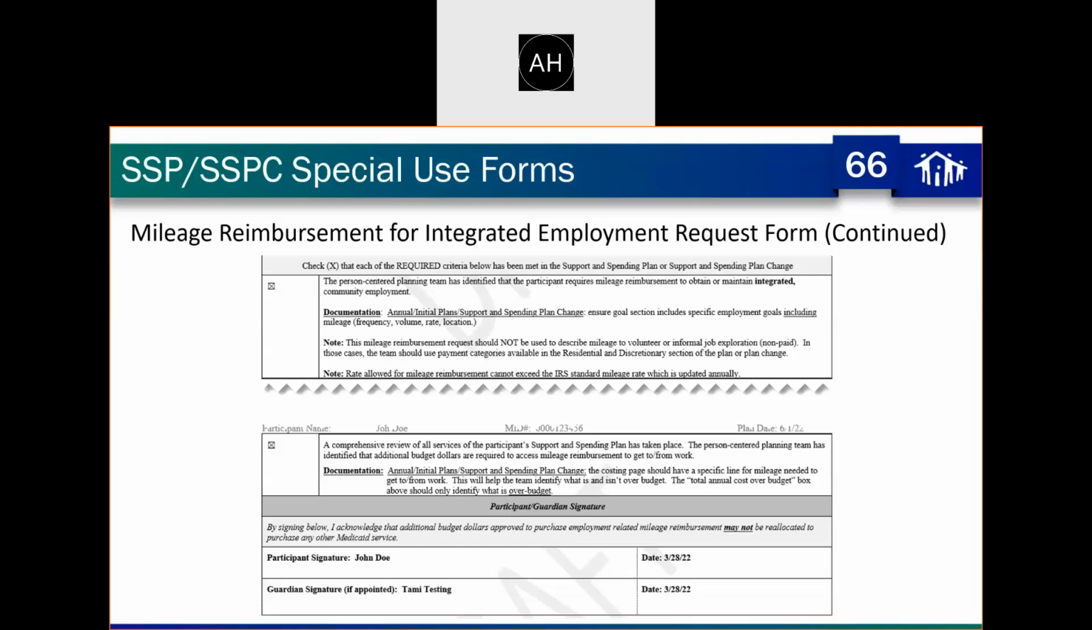And then the second checkbox is just acknowledging that there was a comprehensive review of all of the services on the SSP, and that the person-centered planning team has identified that additional budget dollars are required to access mileage to get to and from work. And then down here at the bottom, there is a signature section for the participant and guardian, if they have one, to sign.